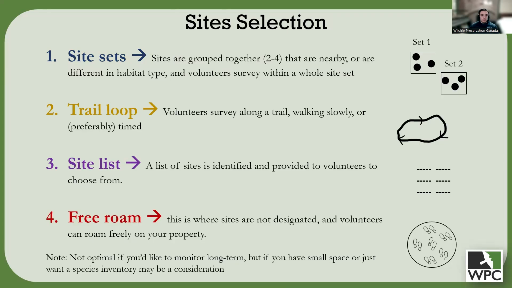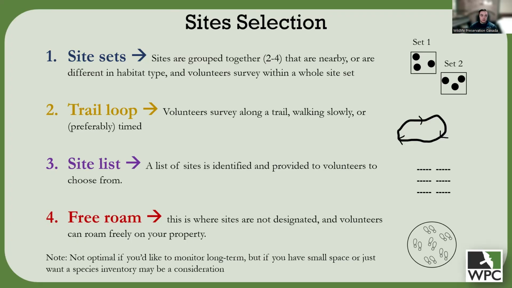So this is some more details on site selection. I've mentioned site sets before. This is something that we do in the context of our existing program at Pinery. So at Pinery, we were lucky enough to have a pretty big area with a very, very broad variety of habitat types. So we can group sites together that are nearby or are different or similar in their habitat types, in their habitat sets, or habitat characteristics. And then the volunteers can survey parts or the entirety of that site set on a given day.